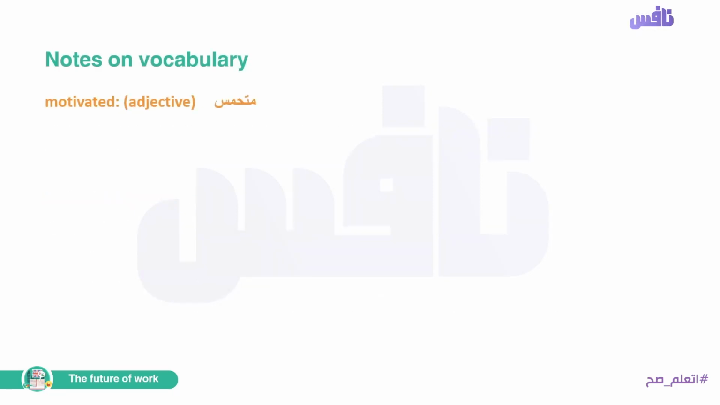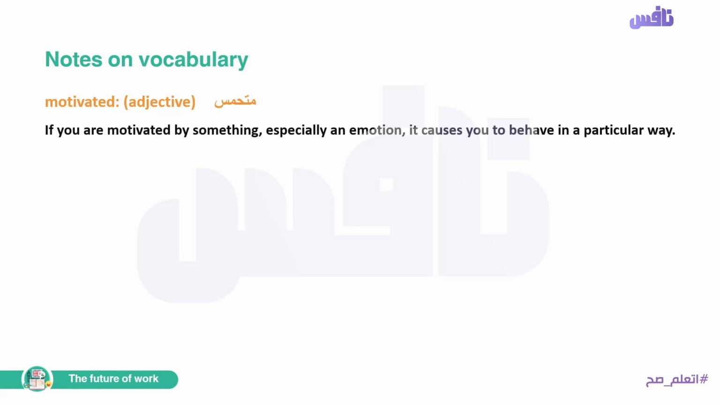عندنا motivated بمعنى متحمس adjective. يقول لنا if you are motivated by something especially an emotion لو في حاجة محفزاك زي مثلا emotion it causes you to behave in a particular way. ده معناه ان هي بتخليك تتصرف in a particular way بطريقة معينة. Example بيقول لنا they are highly motivated employees. هم موظفين متحمسين بشكل كبير.